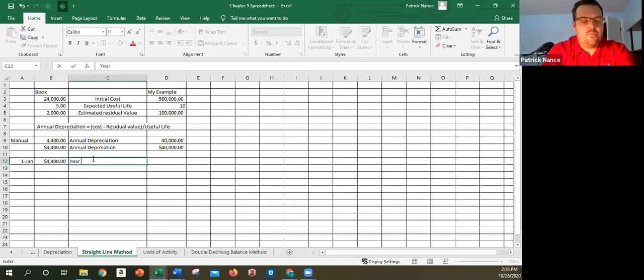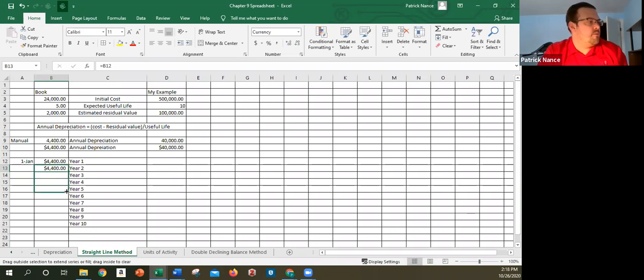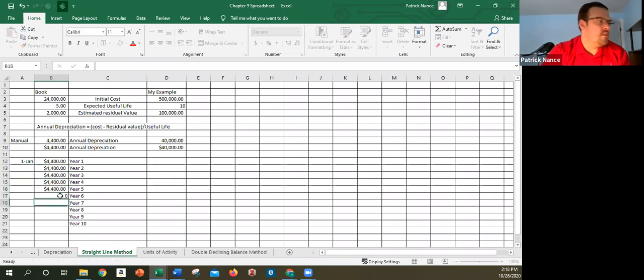Let's do year one, year two, year 3, 4, 5. So if I bought on January 1st, year two's depreciation would be $4,400, and so on. It would go for 5 years. In year 6, I would have none, because I can't depreciate this beyond depreciable cost.